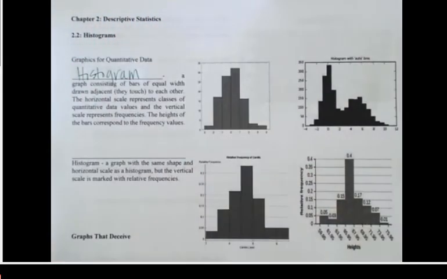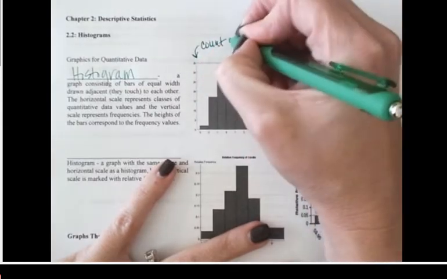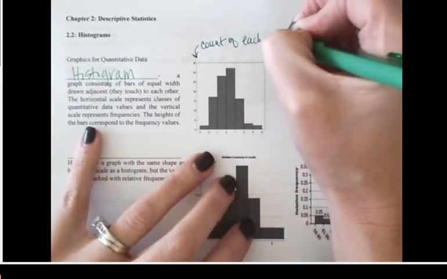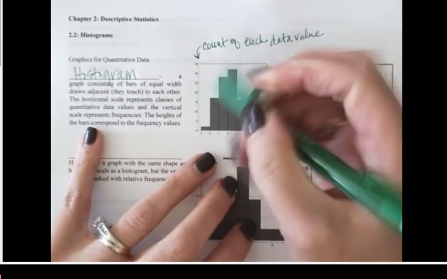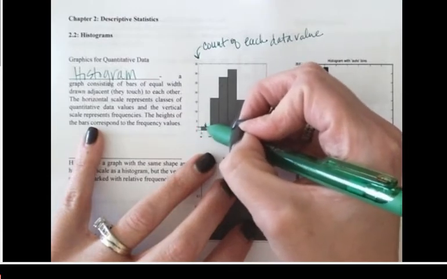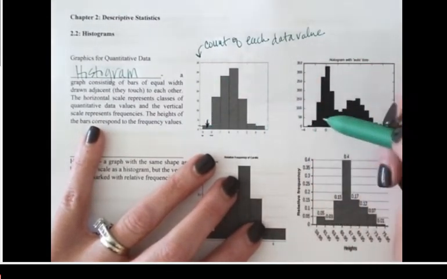It's a graph consisting of bars of equal width drawn adjacent to each other, meaning they touch each other. The horizontal scale represents classes of quantitative data values, and the vertical scale represents frequencies, okay? The heights of the bars correspond to the frequency values. So frequency, remember, is the count of each data value. So if I have a -2, between -3 and -2, I have maybe 1 or 2 in that one bar. So it's an idea of how our data distributes, basically.